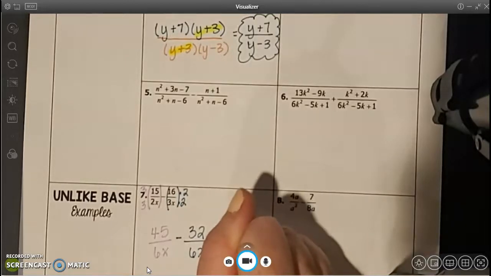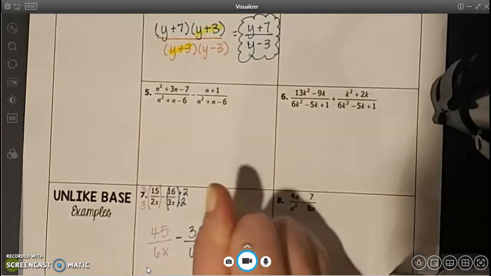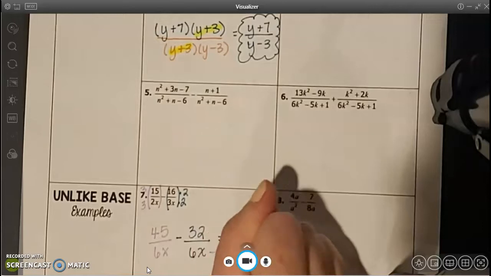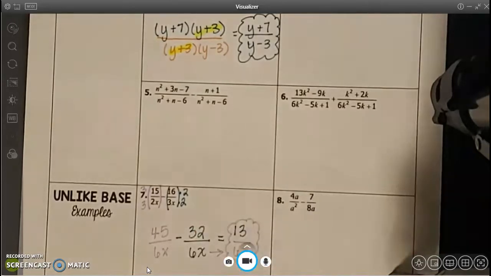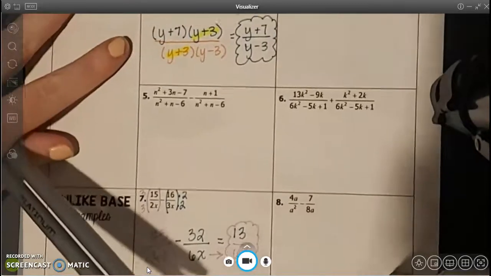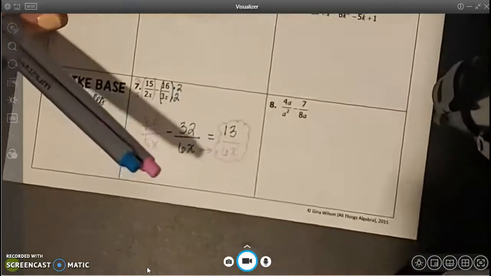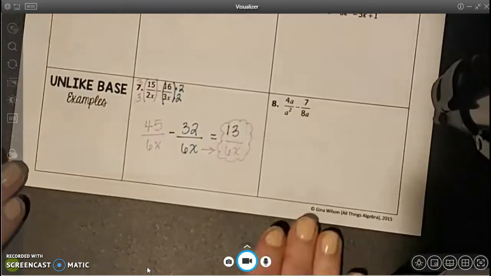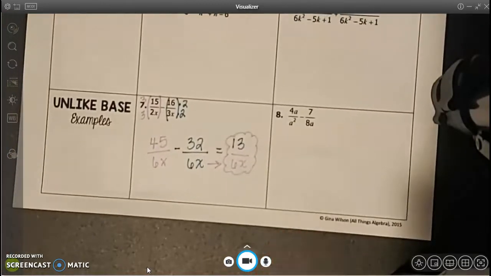So my final answer is 13 over 6x because nothing else reduces. Move this over. It's kind of covered up there. All right. So let's then move on to number 8.